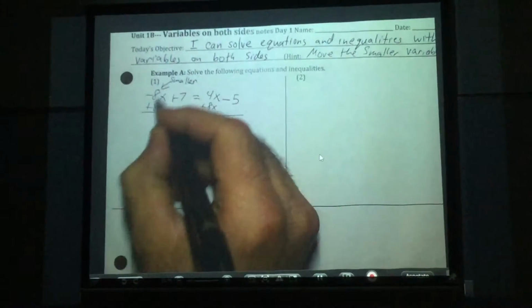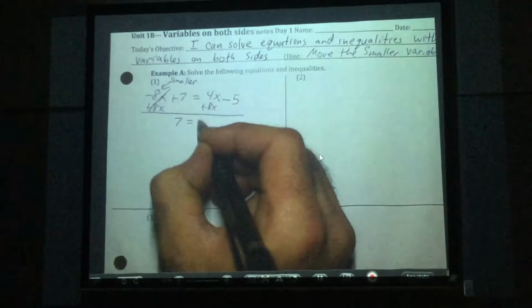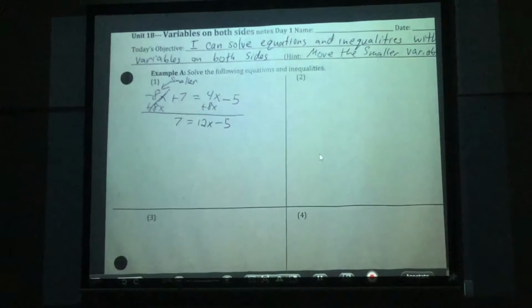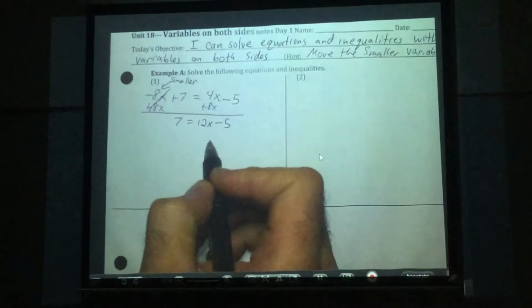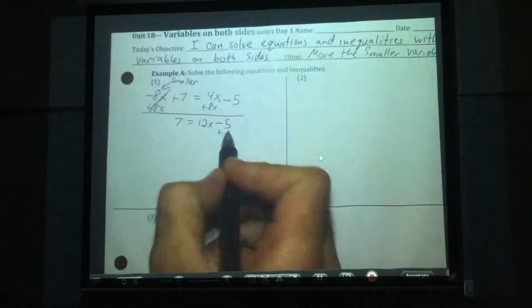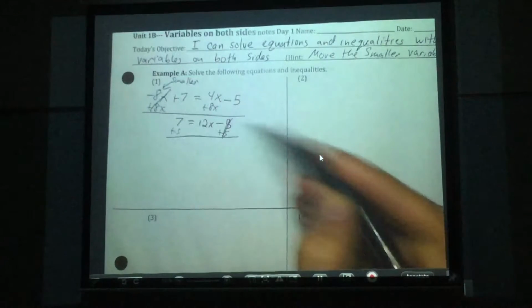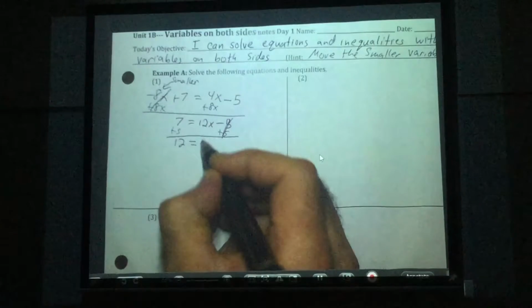Okay, these cancel and you have 7 comes down, 4 and 8 will get you to 12x, and we bring down the minus 5. Now what you see here is a two-step equation, which is something that you already know how to do. So let's go ahead and solve this two-step equation. We have 12 and 5 on the same side with x. Who's furthest away? Well, the 5 is. So let's get rid of the 5 and add 5 to both sides. The 5's cancel, and then you wind up getting 7 plus 5 is 12, and that equals 12x.